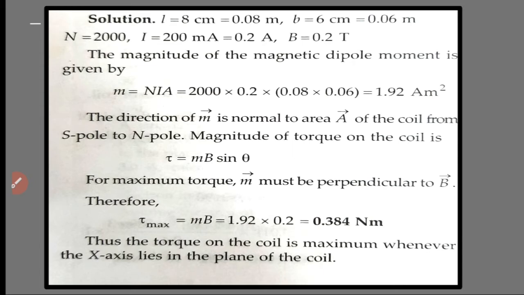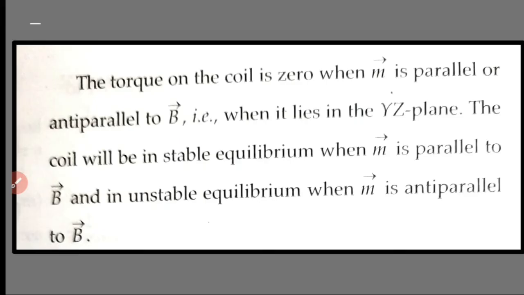NIA, 1.92 ampere meter square, and the magnitude of the torque is given by MB sine theta. So maximum torque is asked, for which theta is 90 degree. You will get 0.384 Newton meter. And the torque is maximum when the x-axis lies in the plane of the coil. Okay, then only theta will be 90 degree.